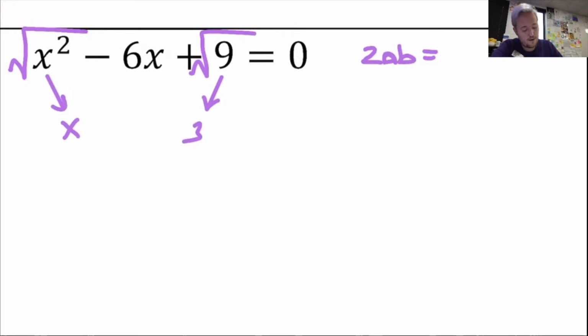So our a and b values: our a value here is 1, and our b value here is 3.